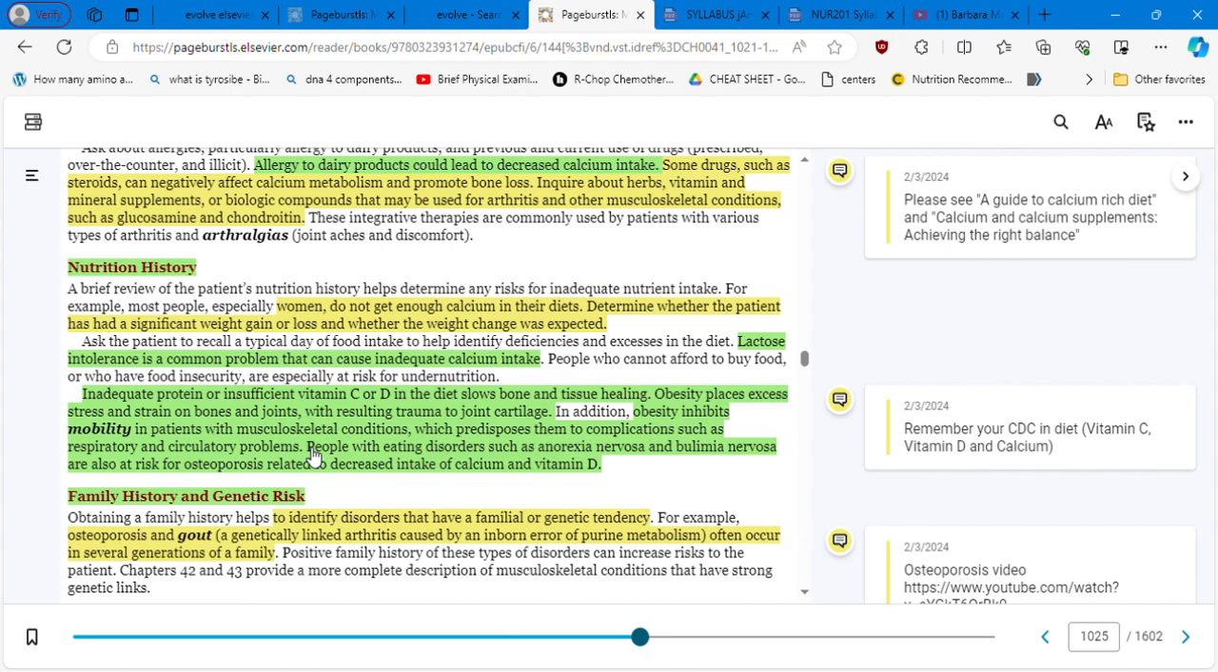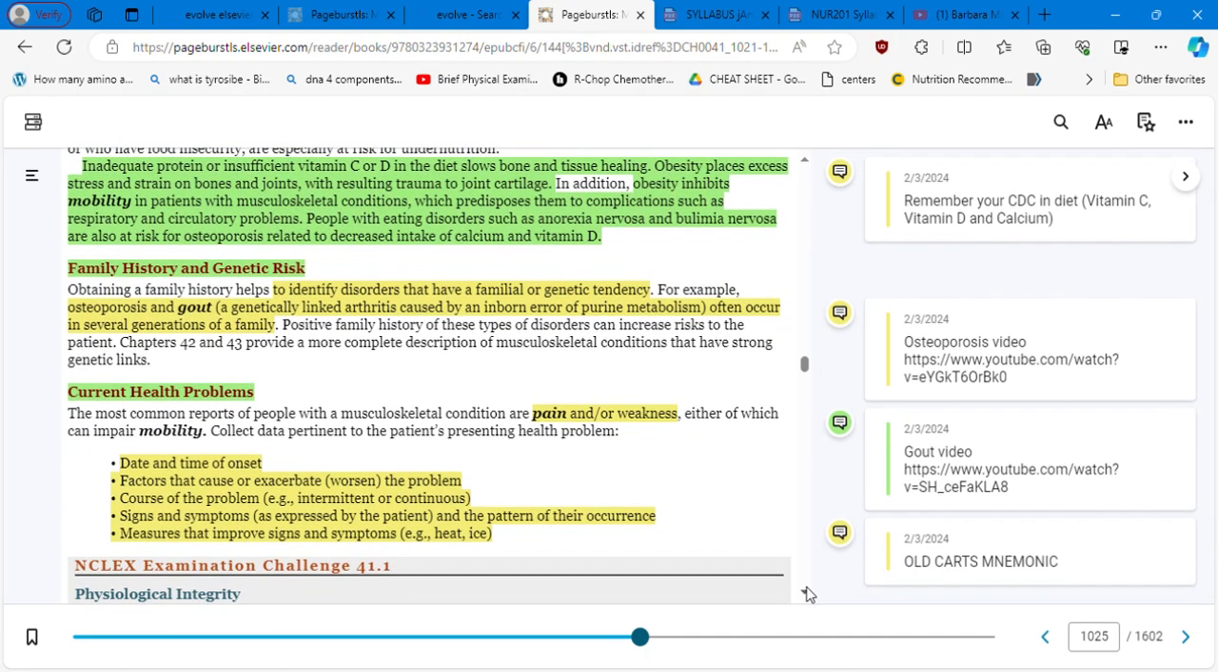Okay, remember that. People with eating disorders such as anorexia nervosa and bulimia nervosa are also at risk for osteoporosis because they are not getting the proper nutrients, related to decreased intake of calcium and vitamin D. And family history: identify disorders that have a familial or genetic tendency, for example, osteoporosis and gout, a genetically linked arthritis caused by an inborn error of purine metabolism, which often occurs in several generations of a family.